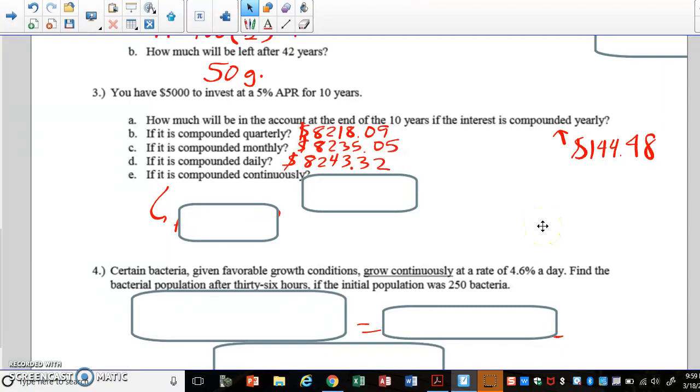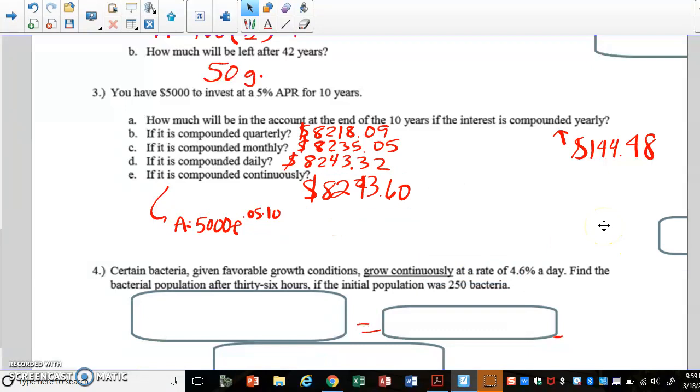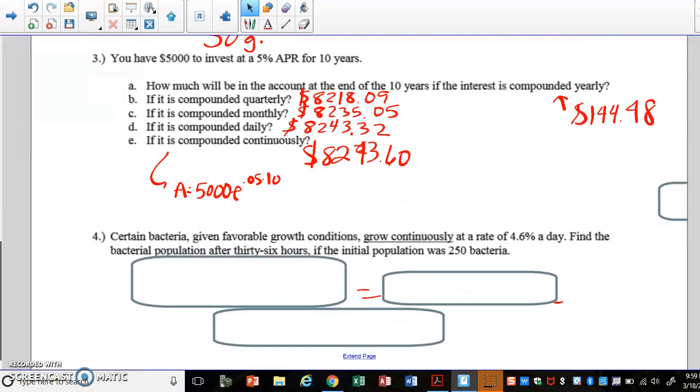Okay, and the last one, compounded continuously, that's the different formula. That's our A is equal to 5,000, our initial value, times e to the 0.05 times 10. Okay, and then the answer for that one, 8,243.60. All right, we're cruising.